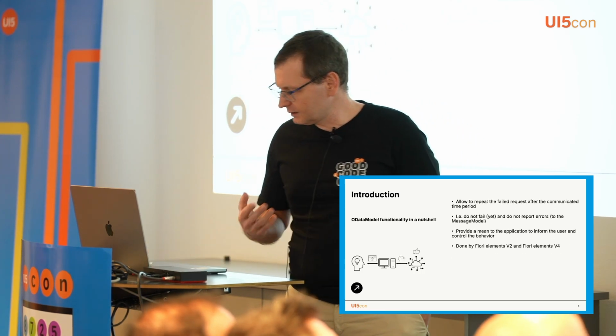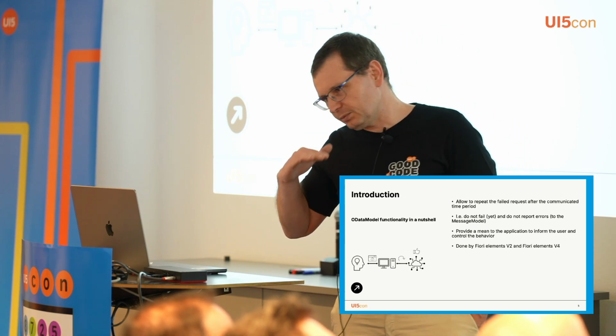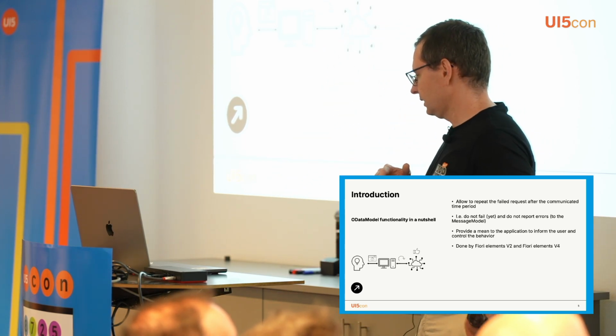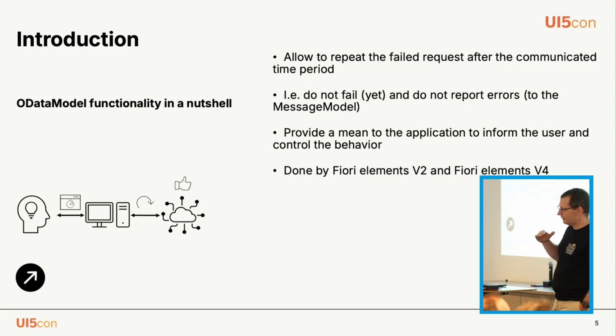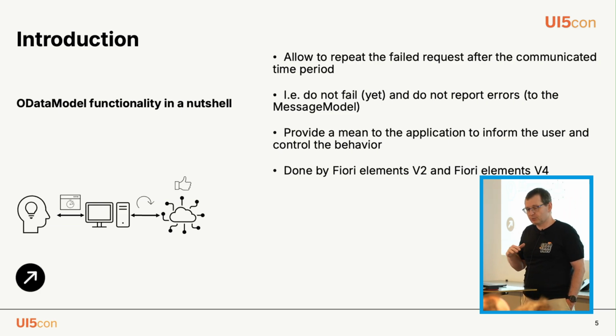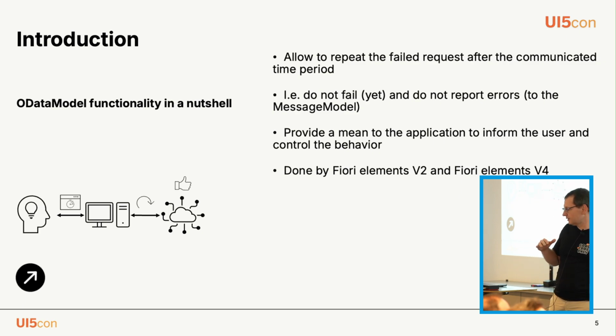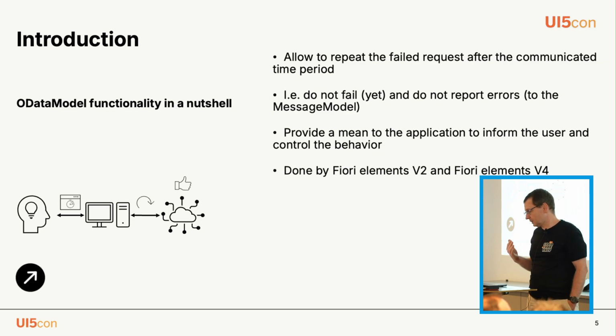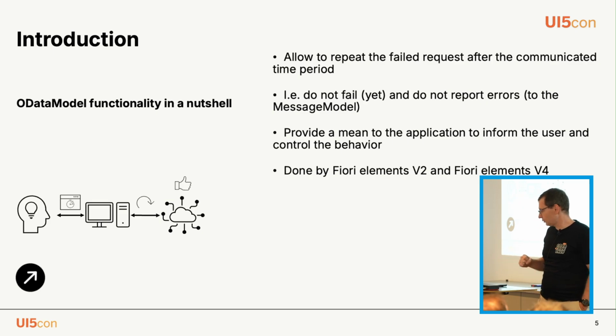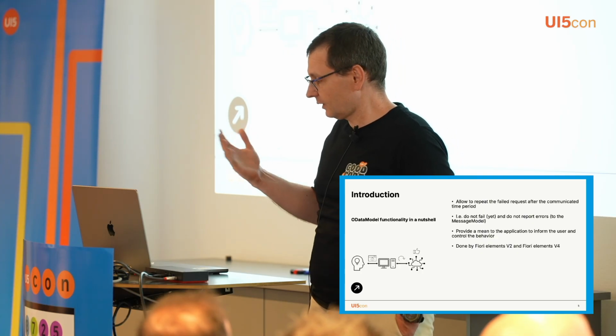So the idea is that on a deeper level of the OData model, we notice there is an issue with the backend, but it's temporary. We see the 503 status, we see the retry after header, and we want to allow repeating this request after the communicated time period. This means that on this lower level, we decide to not fail yet. It could still fail later. We do not report the error, for example, to the message model.